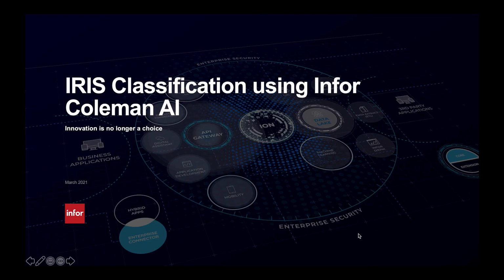Thank you. We hope you have a good overview on how to build machine learning models in Infor Coleman AI using native algorithms and custom algorithms. All this is done with the basic example of iris classification.